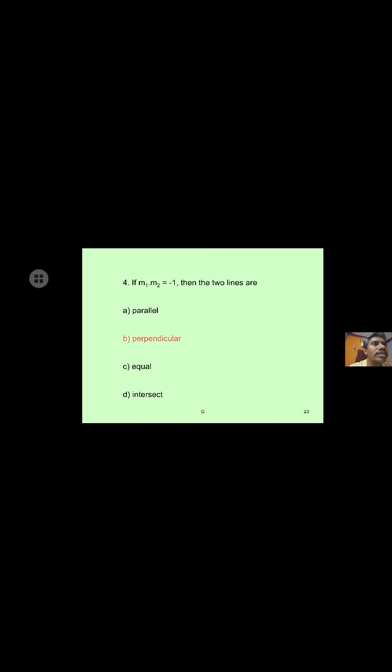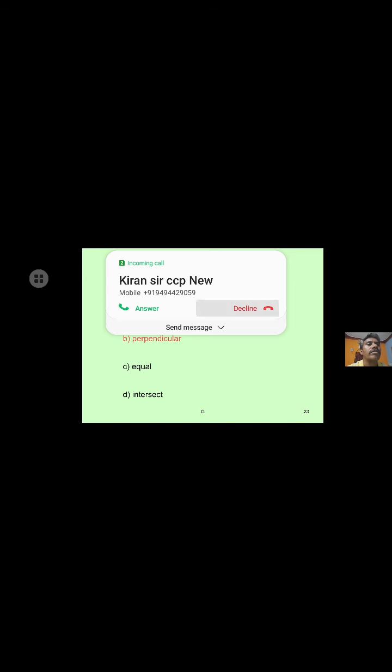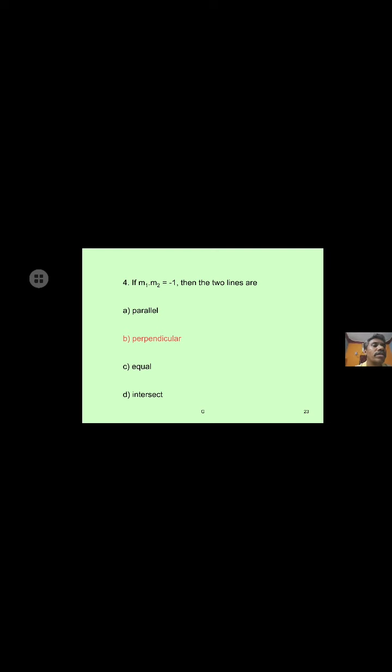There is no criteria. But here if you observe, in the first form the equation of the line is ax plus by plus c equals to 0, and in the second form the equation of the line, which is perpendicular to the first form, we can write bx minus ay plus so and so constant, or k, equals to 0. Then only the product becomes minus 1.